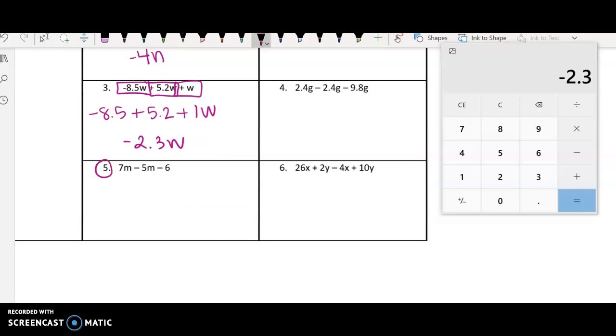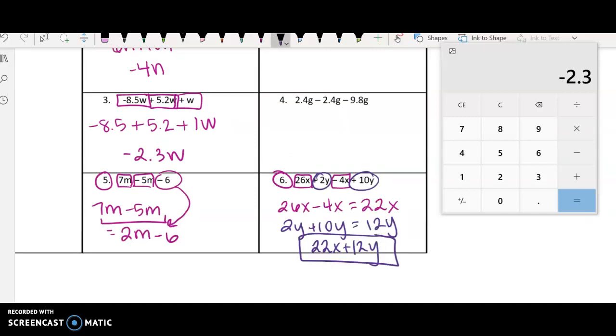I want you to do this one and this one on your own, and then you will check your answers with mine. All right, so over here we have 7m minus 5m minus 6. My m's can be combined because they both have an m. 7 minus 5 is 2. Keep my m on there. And then the 6, I can't combine it with anything because it doesn't have a letter, so I just bring it to the bottom and I attach it. So this whole thing is my answer.